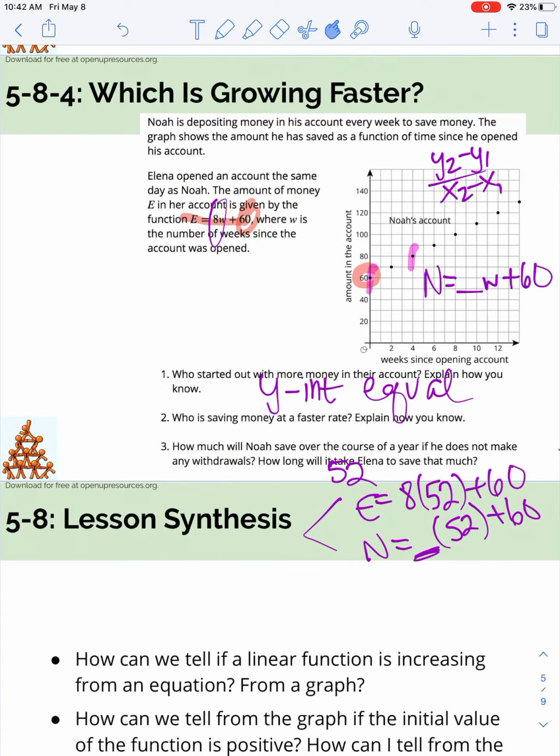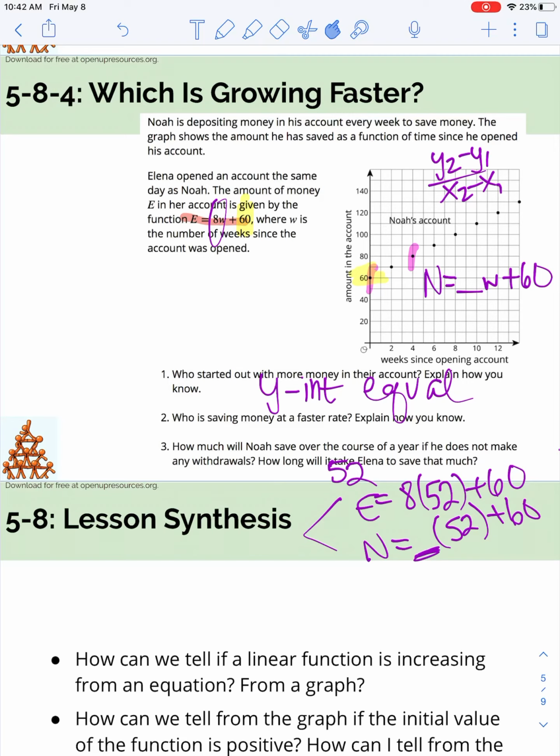Okay, last activity, activity 4. Noah is the person whose bank account is shown in the graph, and Elena is the person whose bank account information is shown in this equation. Number 1 wants you to explain who started out with more money in their account. They started out with the same because the y-intercept is the same. What I highlighted in yellow, there's 60 as a y-intercept, there's 60 as a y-intercept. They're starting at the same amount.